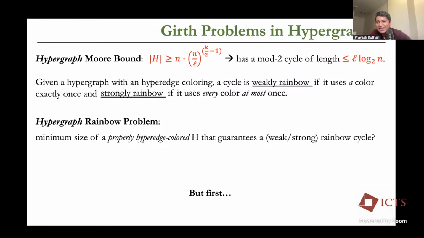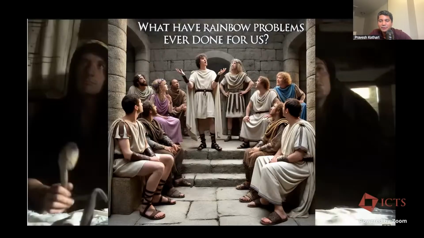But before we dive into another combinatorial investigation, perhaps it is time to ask, why are we all doing this? Right? Like, what have rainbow problems ever done for us? Why should we care about them? So let me take a sharp detour into coding theory and explain this connection, and then come back to hypergraph rainbow problems and give you some results about them.